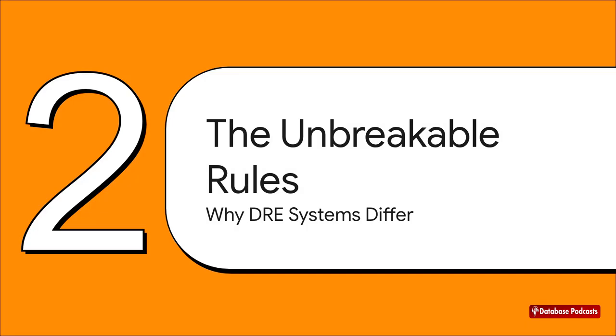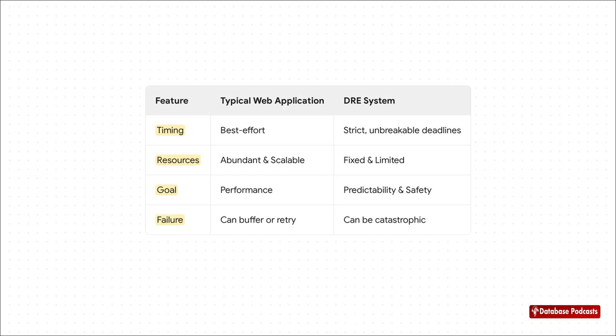So now we know what they are, but what really makes building one so different from, say, coding a website? Well, it turns out they play by a completely different set of rules that are way, way more demanding. I mean, just look at the contrast here. A web app? It runs on best effort timing. If a page takes an extra second to load, sure, it's annoying, but it's not dangerous. In a DRE system, a missed deadline is a total failure. Web apps have the almost limitless resources of the cloud, but a DRE system is stuck with whatever limited hardware it has on board. Its goal isn't just performance, it's predictable, repeatable safety every time.